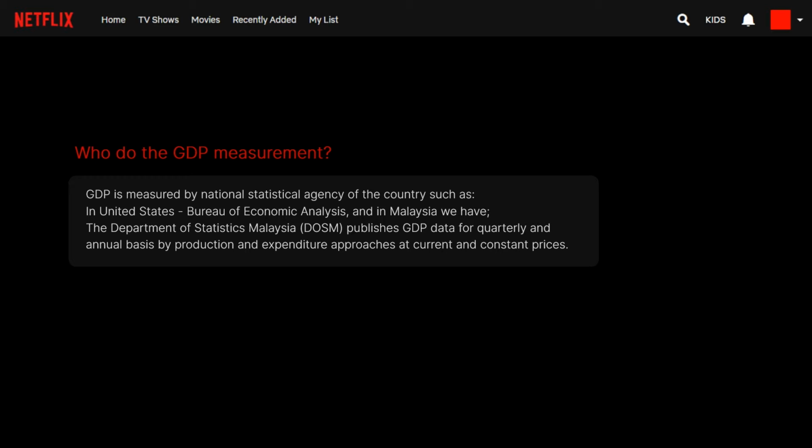Who does the GDP measurement? GDP is measured by the national statistical agency of the country, such as in the United States, the Bureau of Economic Analysis, and in Malaysia we have the Department of Statistics Malaysia, DOSM, which publishes the GDP data on a quarterly and annual basis by production and expenditure approaches at current and constant prices.